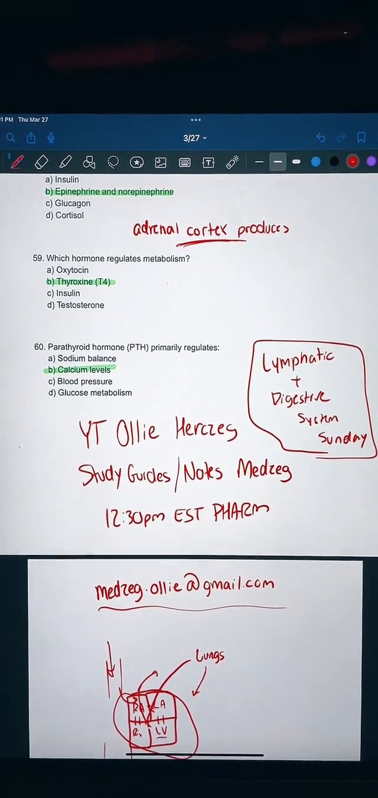Just general metabolism. So the thyroid gland is what is going to regulate metabolism. So the thyroid gland produces T4.